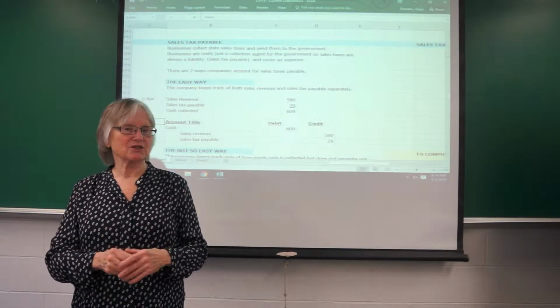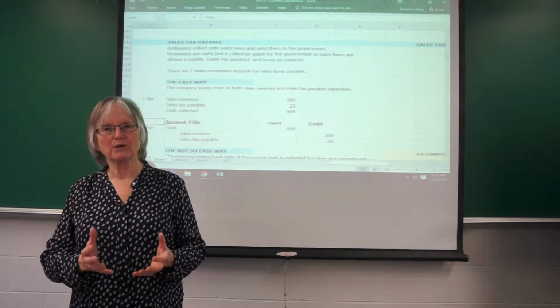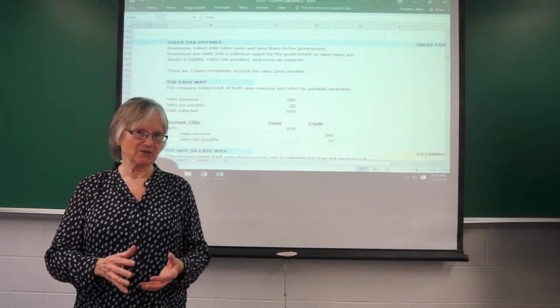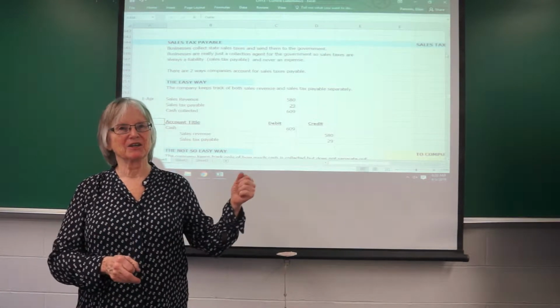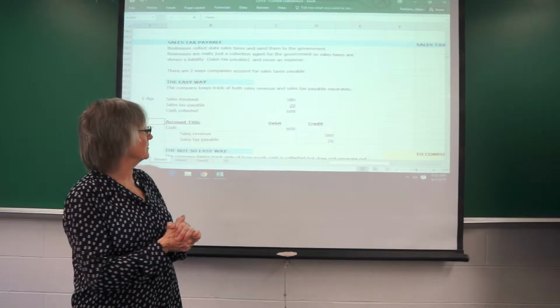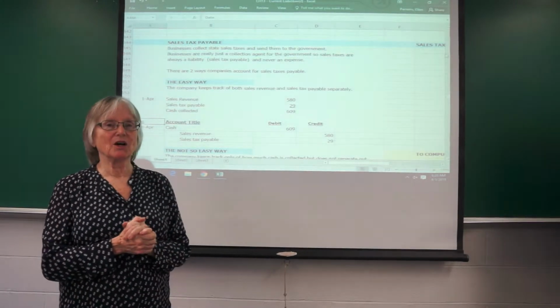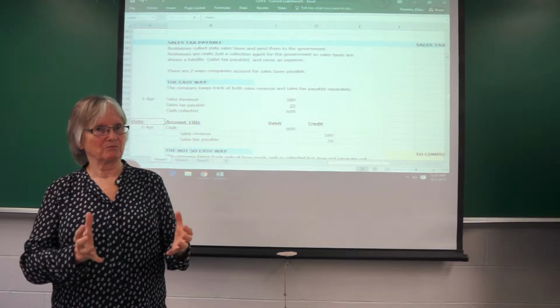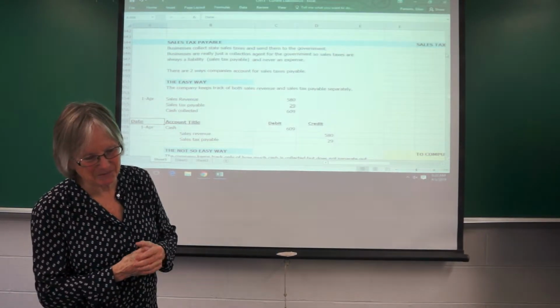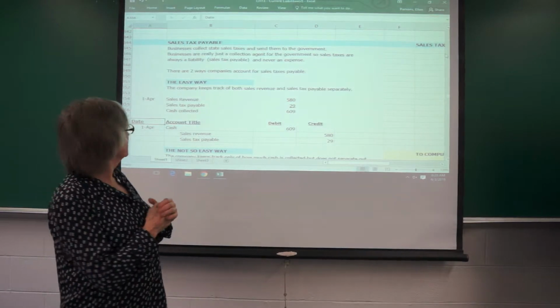The business is just a collection agent for the government. The business sells a product, the customer pays the sales tax, and it gets sent right to the government by the business owner. So sales tax always comes with payable attached to it. It is always a liability. Okay, so two ways to account for it.